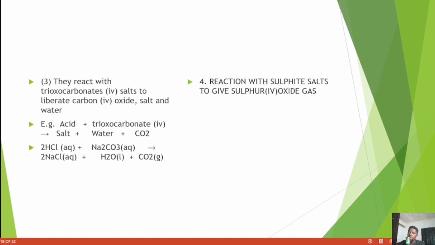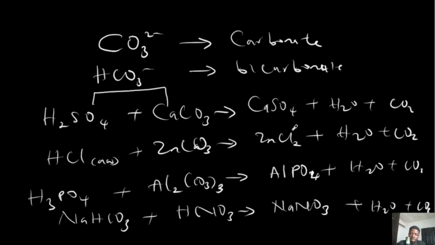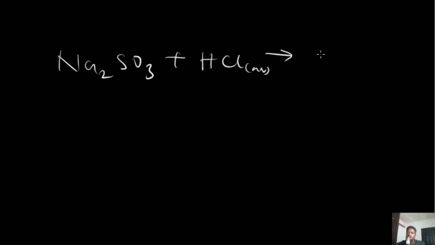So let's just consider one reaction to buttress this point. You have Na2SO3 reacting with an acid, HCl aqueous. If this reaction is to occur, you will notice that you're going to have NaCl, water, and sulfur 4 oxide gas, basically. And that's that about that reaction.